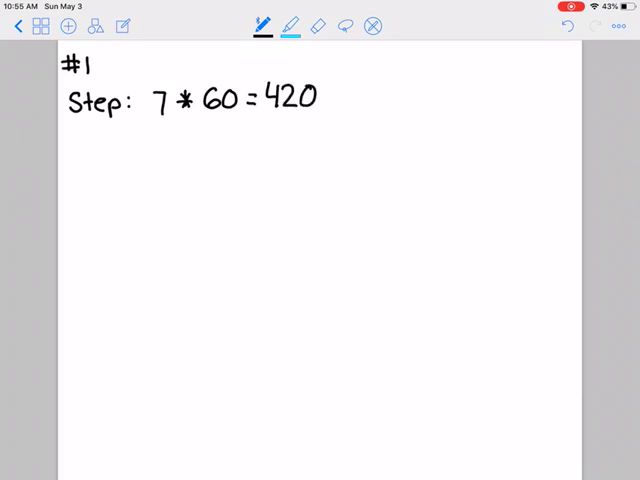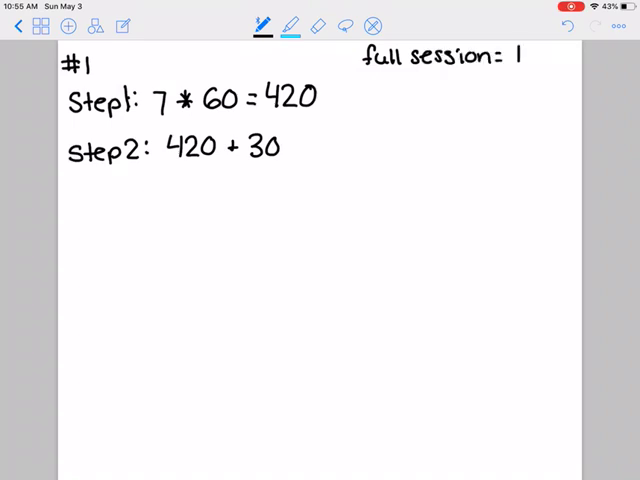That's step number 1. Step number 2, oops, I didn't do a 1 here, would be taking that 420 minutes and adding that 30 minutes. Remember, because a full session is 7 hours and 30 minutes. So we have to add that 30 minutes, and you would get 450 minutes.